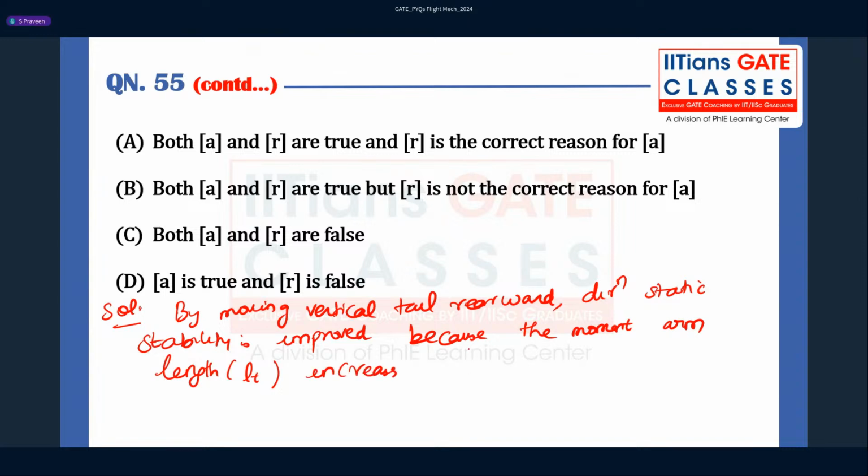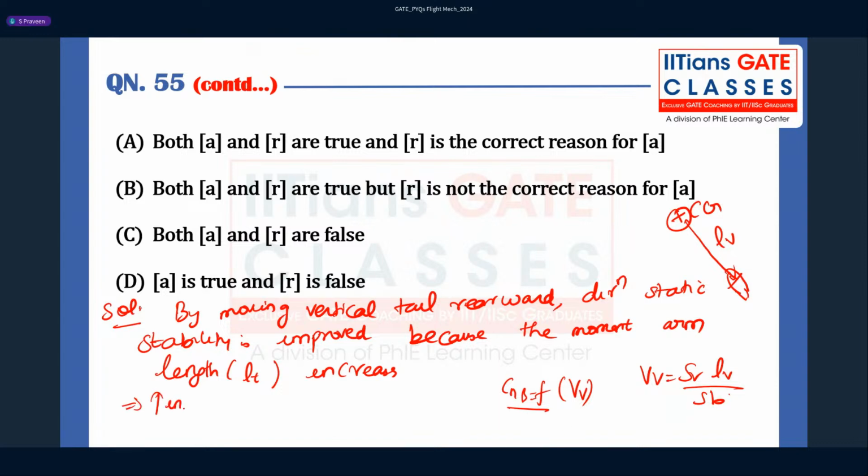Let's see what this means. So when you derive this expression, C n beta, you will have a VV bar. It's some function of VV bar, where the VV bar is SV times LV by SB, and the LV is basically the location of the tail from the center of gravity of the aircraft. Okay, let's take this as the CG, and this is basically my tail moment arm. And if this LV is increased, basically your C n beta is increased. So an increase in C n beta implies increase in the directional stability. Okay. So this is what you have to remember.